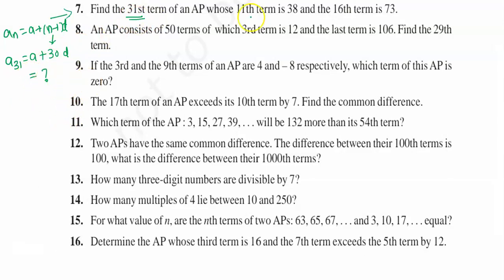I'm giving you a hint. I'll solve more questions. Whose 11th term? So the 11th term means what, students? a11, which is equal to a plus 10d, is how much? 38. And the 16th term means what, students? a plus 15d, which is how much? 73. So we will solve these equations 1 and 2. We'll get the values of a and d and substitute here. We'll get the answer. So you can try, students.